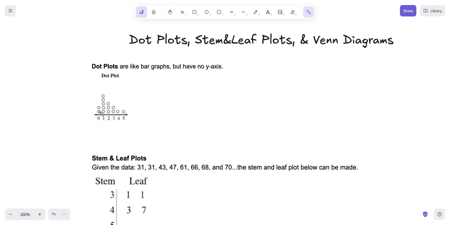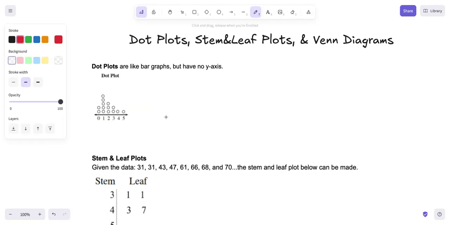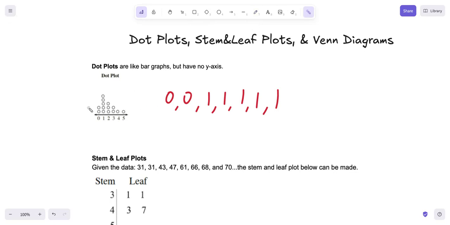Some dot plots use dots, some use circles, some can even use x's. Unless it says otherwise, usually every dot, every circle, or every x represents one of those numbers. So for example, if I were to change this dot plot into the actual numbers, it would be 0, 0, 1, 1, 1, 1, 1, because you see how there's two dots above 0? That's why there's two zeros.